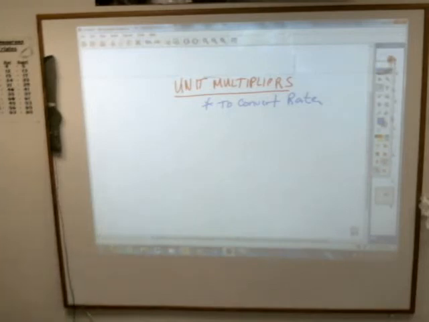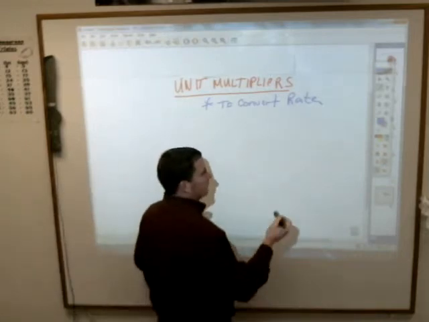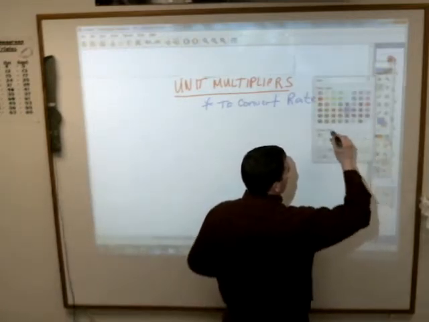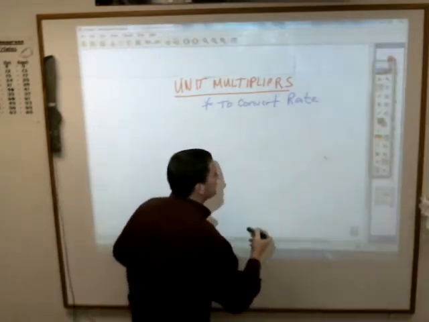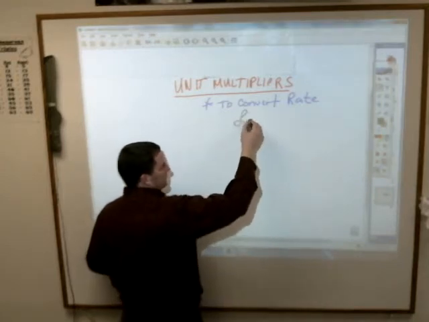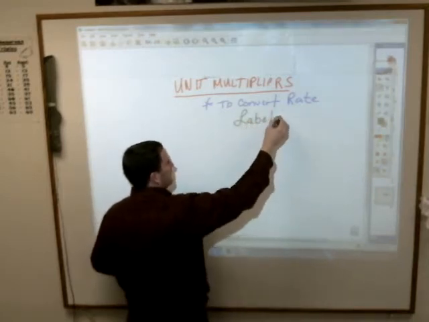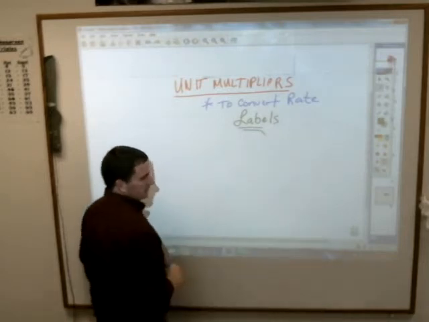Okay, the little title of this is unit multipliers, using unit multipliers to convert rate. And we've already done unit multipliers, so this shouldn't be too tough. Again, I must warn you, the whole key to unit multipliers is the whole labels thing. It's not as much about the numbers as it is about the labels.